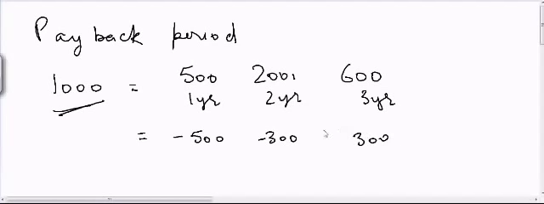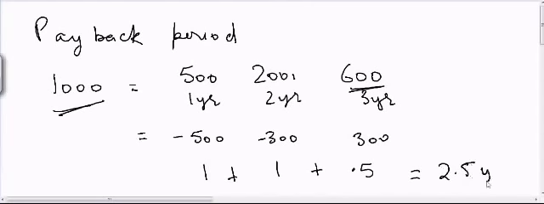However, to calculate the payback period, you have to count this as one year, this as one year, and then because you are getting $600 of cash flow and you only needed 300 to get all your money back, you will use this as half of a year. So your total payback period will be 2.5 years.